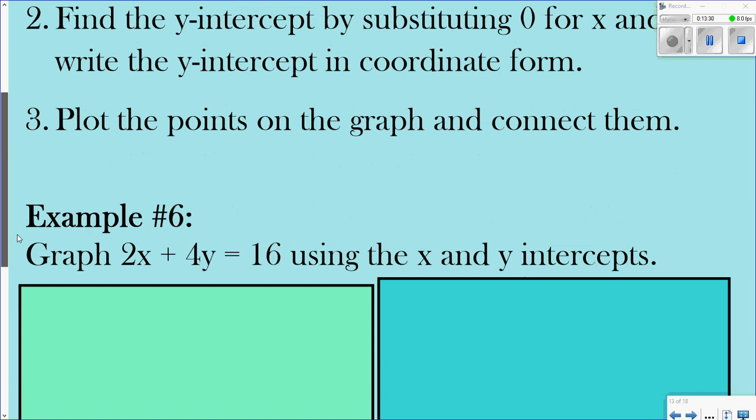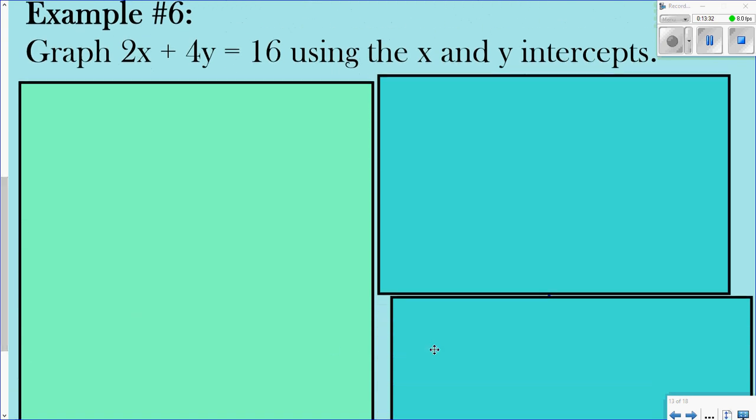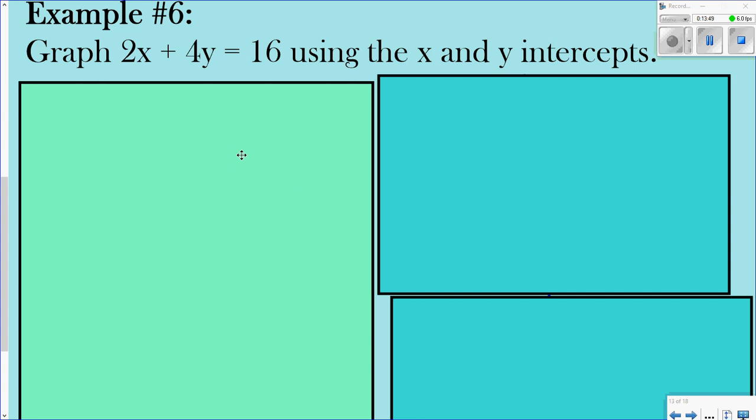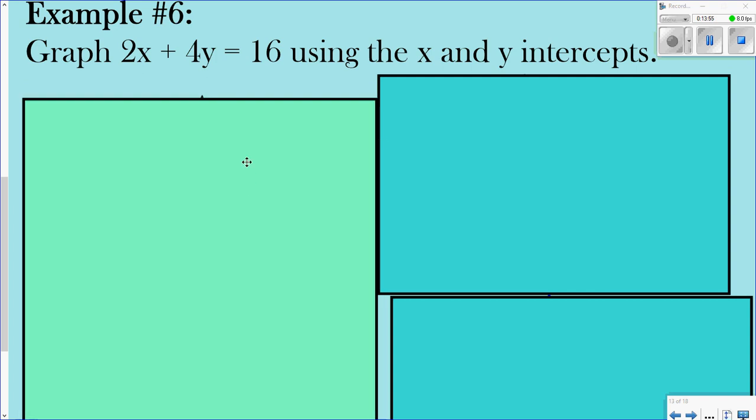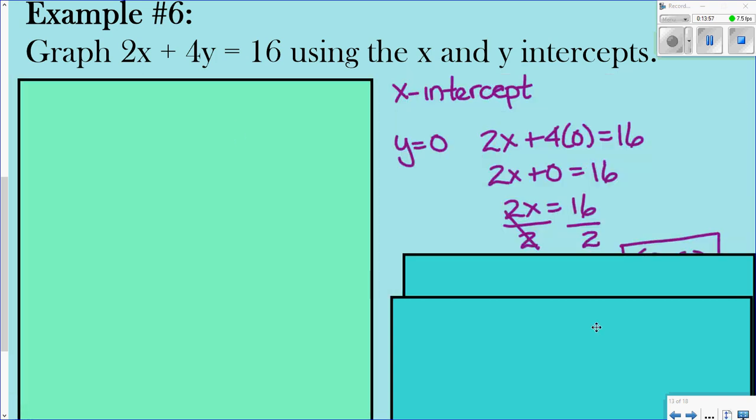So we're going to do example 6 based on that. It says graph 2x plus 4y equals 16 using x and y intercepts. For this one, you don't need to turn it into the slope intercept form, the y equals mx plus b. All you have to do is, okay, you're looking for the x-intercept, you know that your y has to be 0.